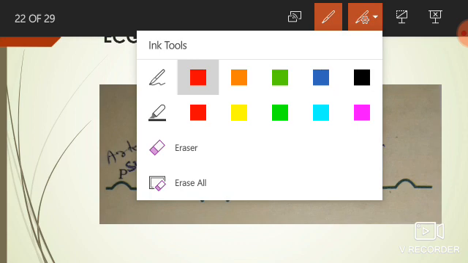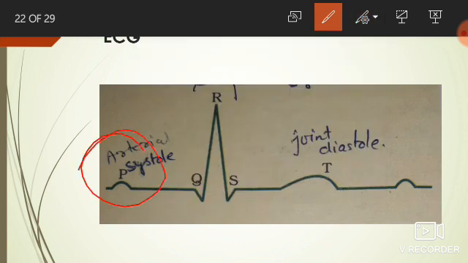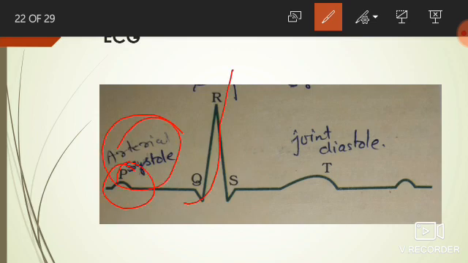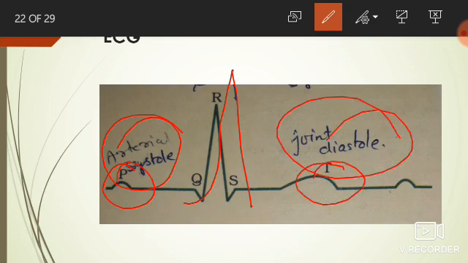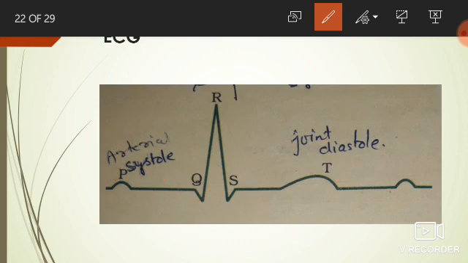I am again repeating this. P wave represents the depolarization of atria. QRS complex represents the depolarization of ventricles and the T wave represents the repolarization of ventricles. As in the diagram you can see, P wave shows atrial systole, QRS shows ventricular systole, and T wave shows joint diastole. Diastole means relaxation, systole means contraction.